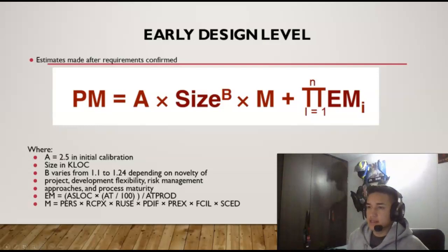Early design level. Estimates made after requirements are confirmed. It has a formula where A is 2.5 in the initial calibration, and size is in KLOC. B varies from 1.1 to 1.24 depending on the novelty of the project, development flexibility, risk management approach, and process maturity.